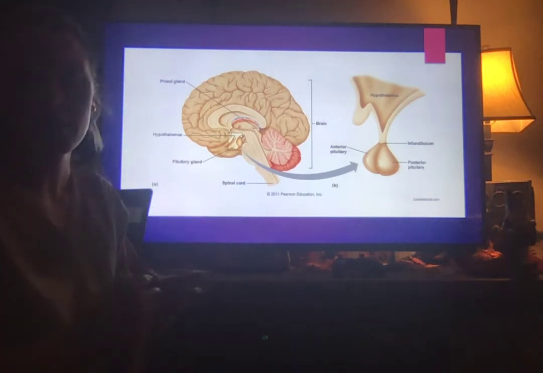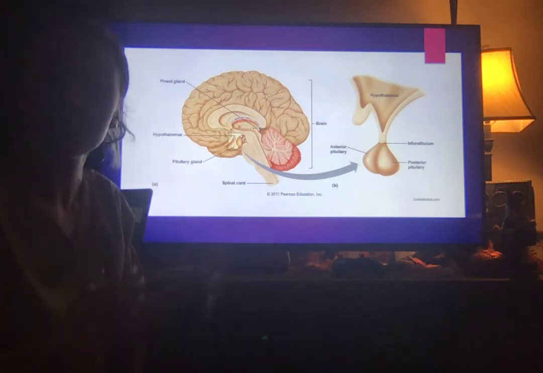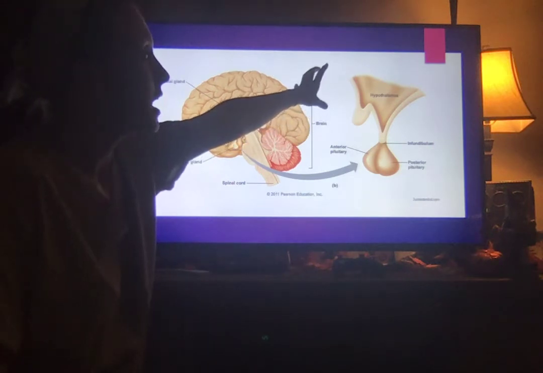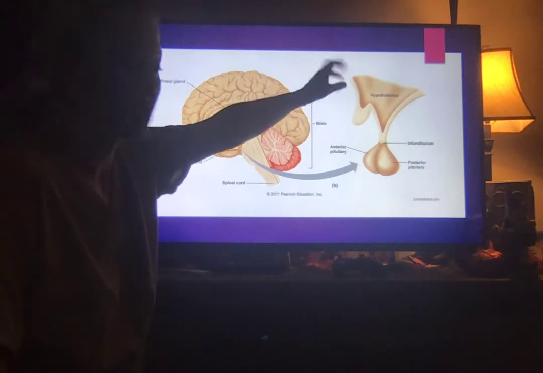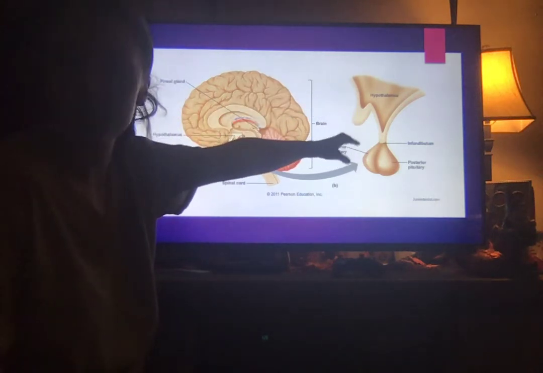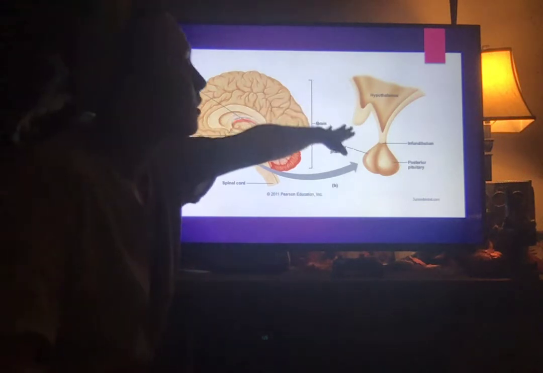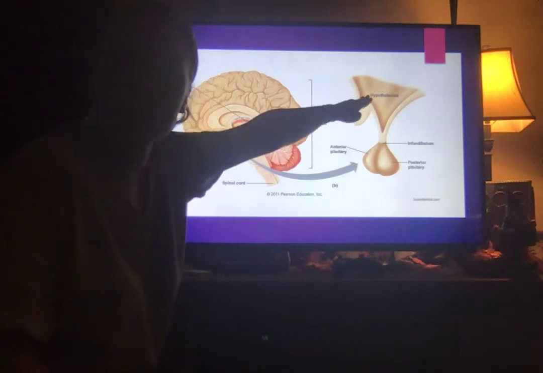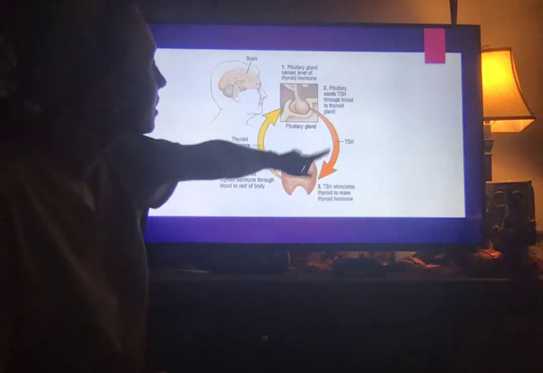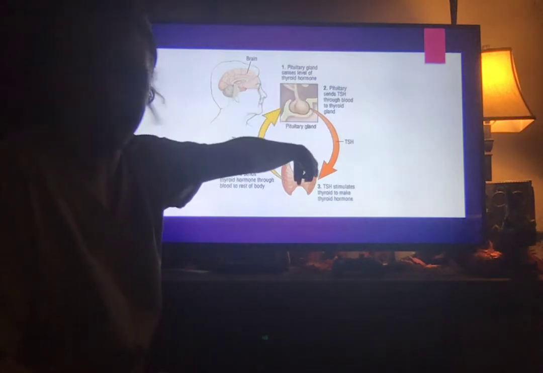And whenever they feel as though the thyroid hormone levels have dropped, your hypothalamus is going to secrete a hormone to the pituitary gland. That hormone that the hypothalamus sends is called TRH. Now, the pituitary gland is going to receive that TRH, and it is going to send it to the thyroid, and it is going to turn it from TRH to TSH.